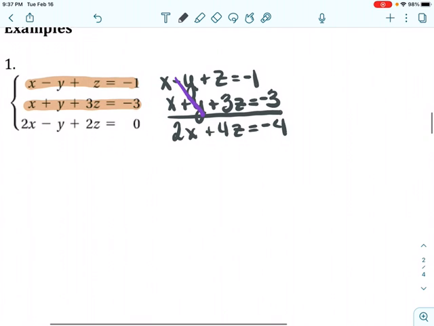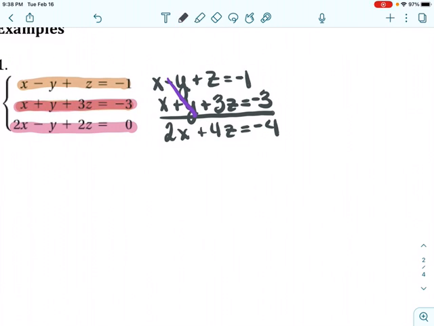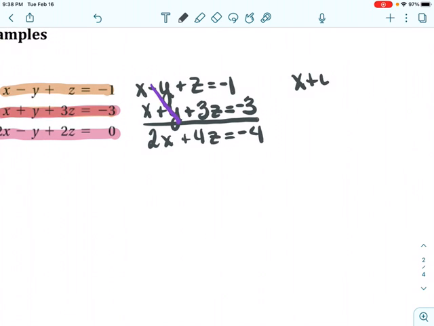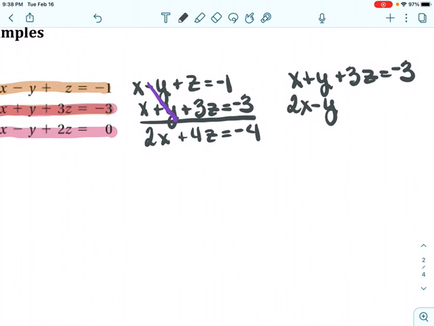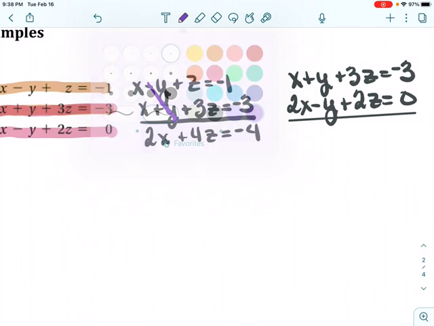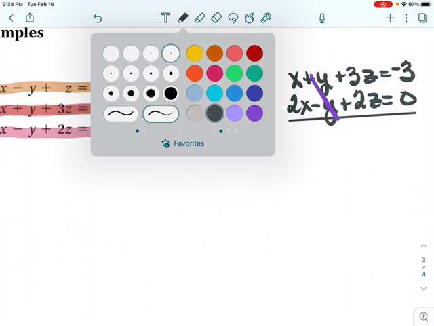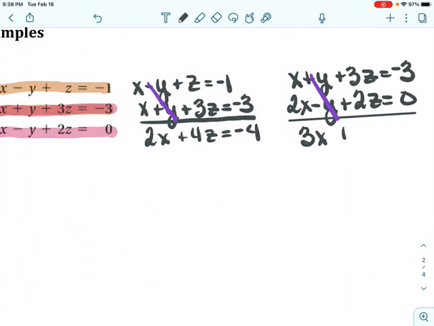Okay. All right, and so now I have to pick the equation I didn't use, and one we did, and get rid of the same variable. So I'm going to get rid of the y's again, and I'm going to use the second equation. So x plus y plus 3z equals negative 3, and 2x minus y plus 2z equals 0. Okay, I'm going to add those 2 equations together. My y's are going to cancel out. So I get 3x plus 5z equals negative 3.